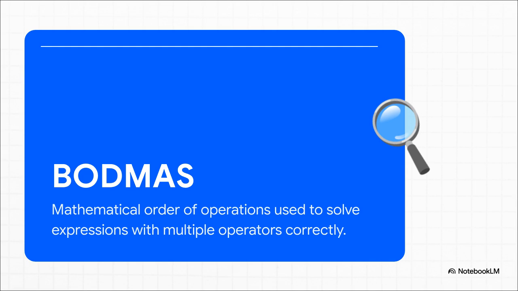BODMAS is a mathematical order of operations used to solve expressions with multiple operators correctly. Order of operations. इसका सीधा सा मतलब है ये आपको एक order, एक exact sequence देता है. It's basically a set of strict instructions. You absolutely must complete your calculations in this exact sequence. You can't skip a step and you can't mix them up. Follow the sequence and you'll find the correct answer every single time. It really is that powerful.